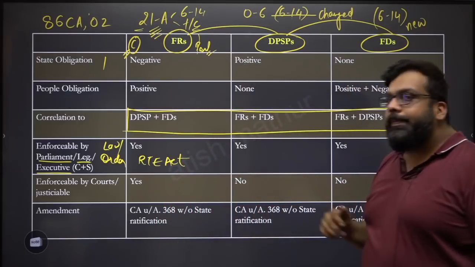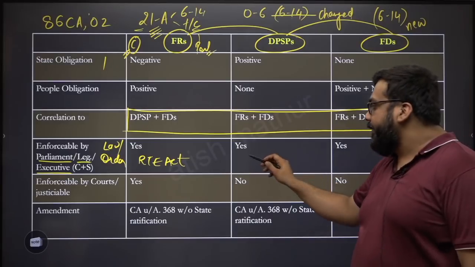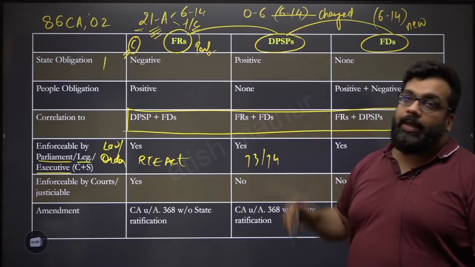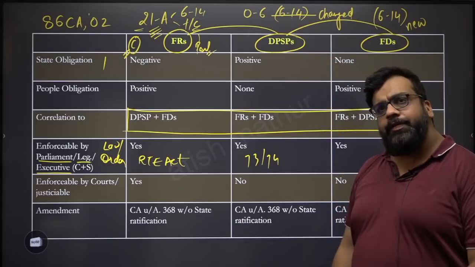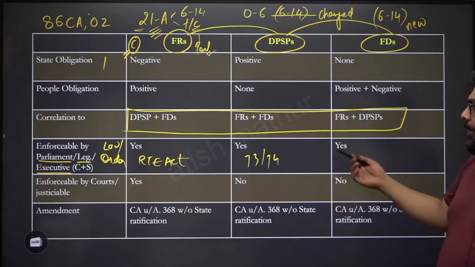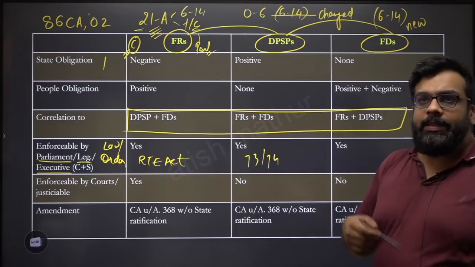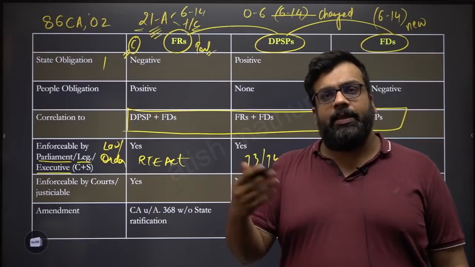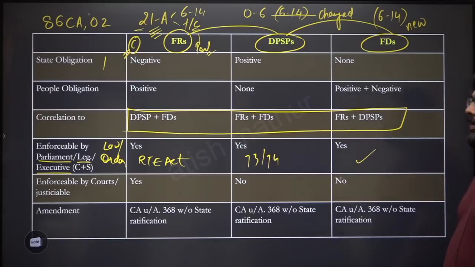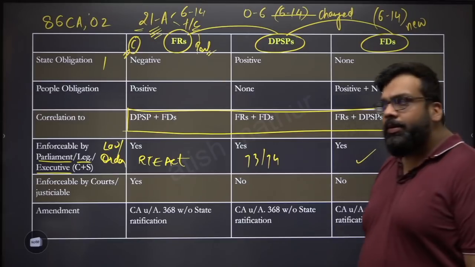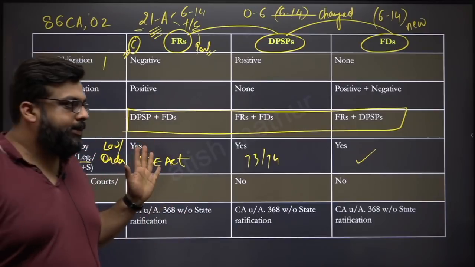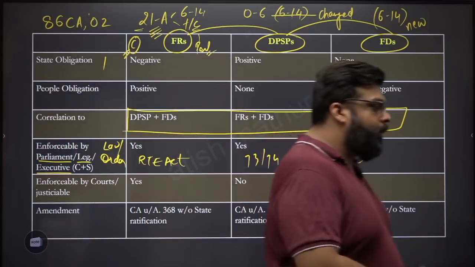Similarly, can we set up MGNREGA? Can we set up the 73rd and the 74th Amendment to promote Panchayati Raj, which was originally an objective under Directive Principles? Of course. We are supposed to respect the national anthem. The parliament makes a law, the Prevention of Insults to National Honour Act, where it is compulsory for us to stand when the national anthem is being played. Can you make a law on it? Yes, absolutely. Can the parliament make a law on any of these three things? Yes. Absolutely yes, no problem at all.